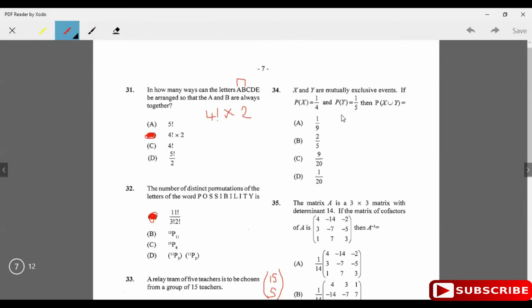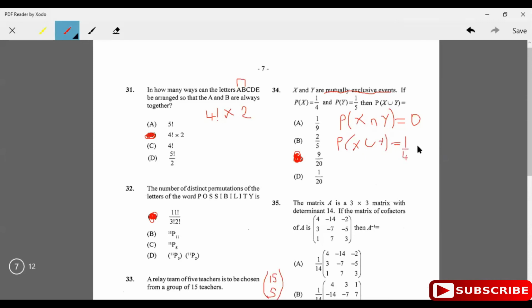Question 34. What's question 34? C. Too easy. So you add up. And how do we do it again? No, you just multiply them, sir. You don't multiply them, you add them. It says that it's mutually exclusive, and mutually exclusive events have no intersection. Once it's exclusive, then the intersection is equal to 0. And if that is equal to 0, then the union is just going to be the probability of x plus the probability of y.